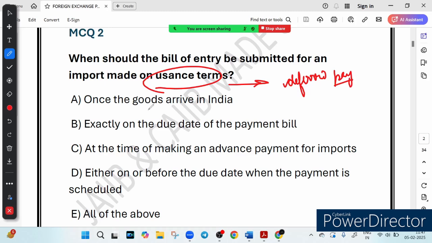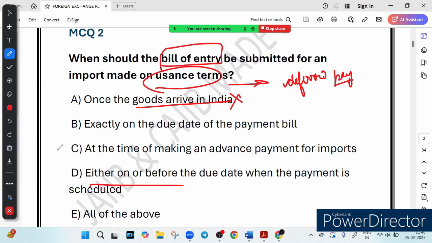Now the second thing we learned is that bill of entry submission is required on or before the due date of payment. That is why option D is correct. The third thing we learned is that it is not only on arrival. Payment date matters more than the goods arrival date. When the goods arrive, it does not matter. What matters is the payment date, and if there is a late submission, then obviously penalties and compliance issue risk is there. So I hope this makes your concept clear.